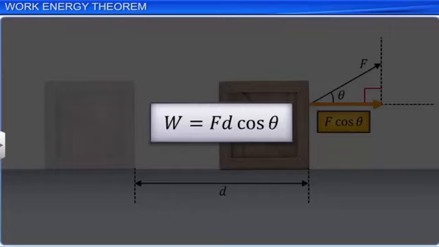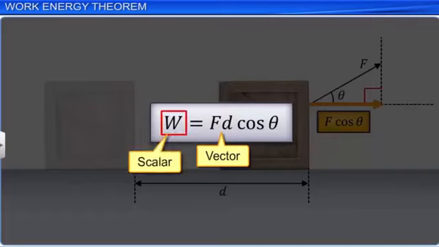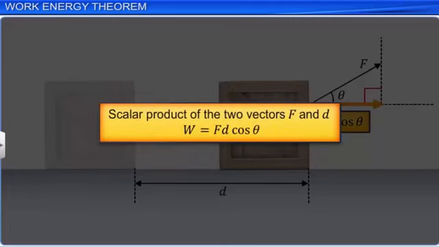In this expression for the work done, both F and d are vectors, whereas the product, work done, is a scalar. Thus, this quantity F d cos theta is called the scalar product of the two vectors F and d. In vector form, it is denoted by a dot in between the two as shown, and is read as F dot d. Hence, it is also referred to as the dot product.